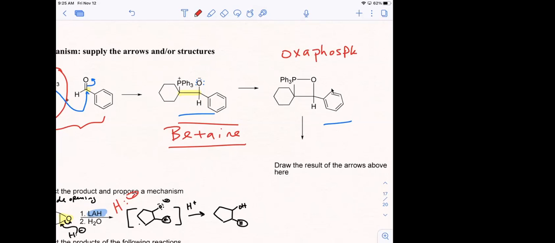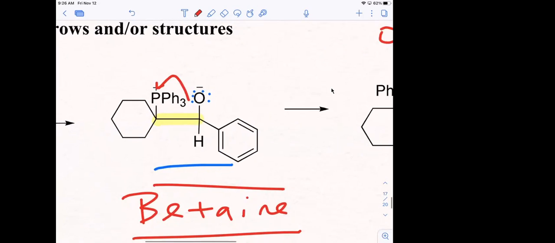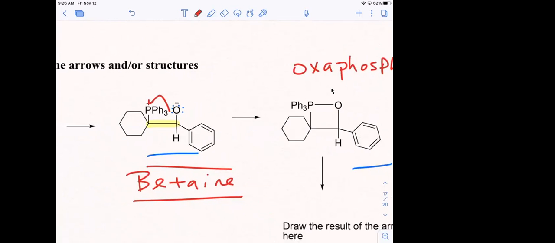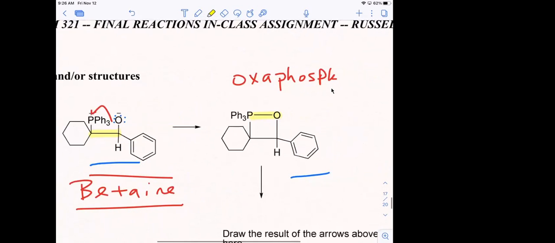So was there an elimination that took place? Let's think about that. If there was an elimination, there'd be a pi bond somewhere, right? Because that's the hallmark of an elimination. But you can just simply donate a pair of electrons to phosphorus and make that PO bond right there. Okay, I see what you did.